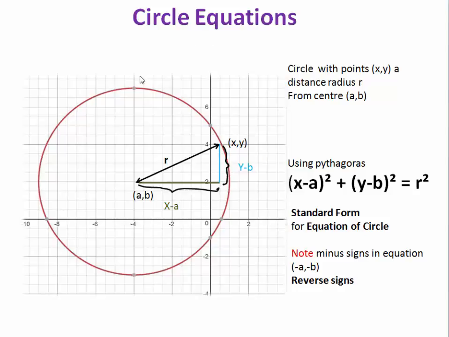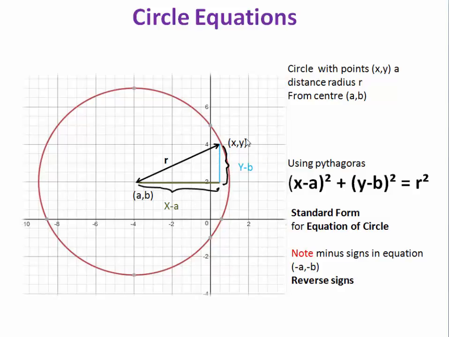If we have a circle drawn here in red on our axes and the points x, y lie on the circle a distance r from the center a, b, then we can draw a right angle triangle and the y distance would be y minus b and the x distance would be x minus a.